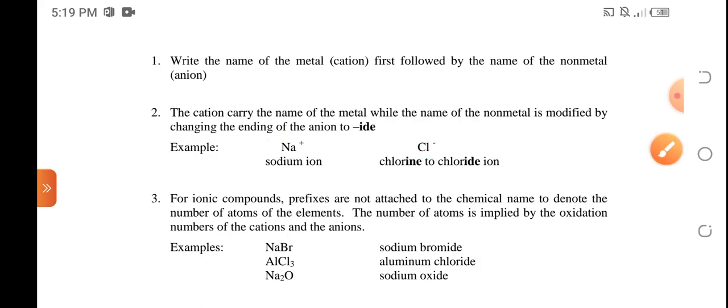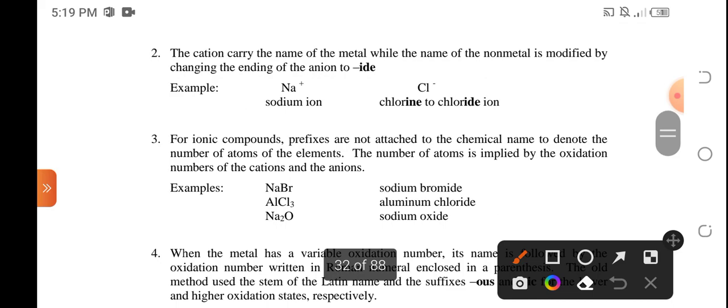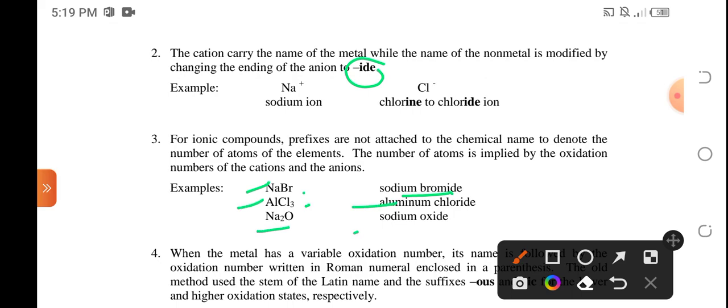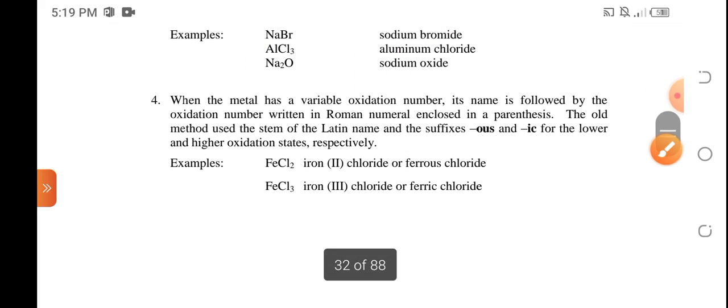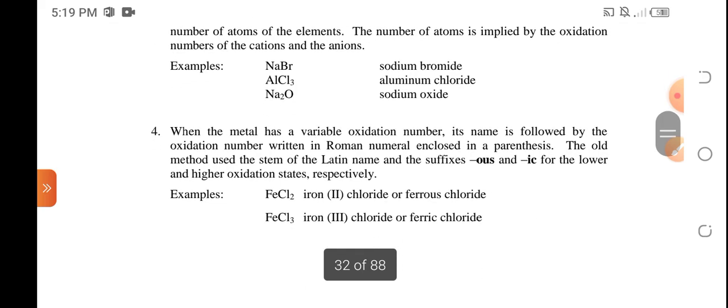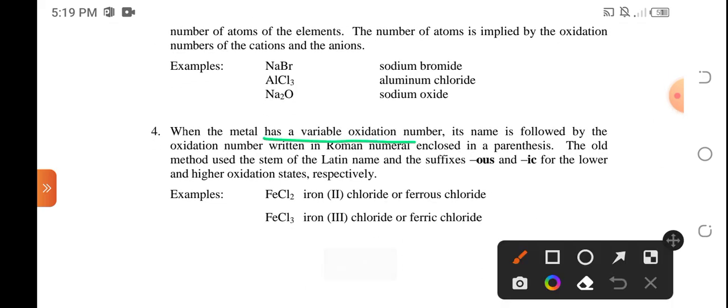Okay, and then we have here NaBr, so sodium and then bromide. Okay, so we have IDE ending if the anion is not a polyatomic ion. And then we have aluminum chloride and then sodium oxide. Okay? Now, what about if we have metals with various oxidation number?